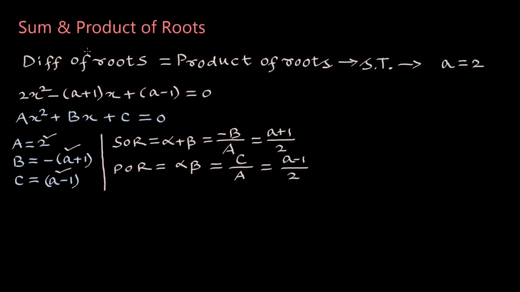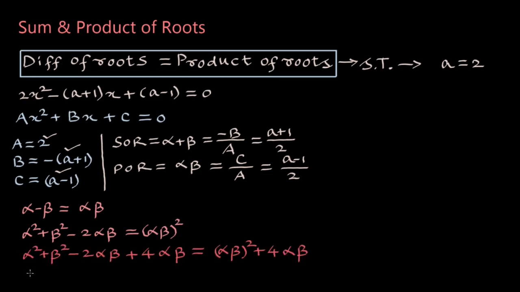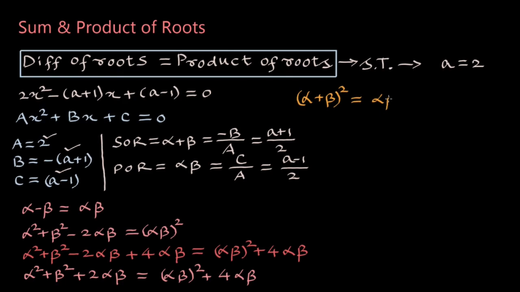Now it is given that the difference of roots equals the product of roots, which is alpha minus beta equals alpha beta. Squaring it gives alpha square plus beta square minus 2 alpha beta equals (alpha beta) square. We will add 4 alpha beta on both sides. That will give us alpha square plus beta square plus 2 alpha beta equals (alpha beta) square plus 4 alpha beta. That further will be (alpha plus beta) whole square equals (alpha beta) square plus 4 alpha beta.